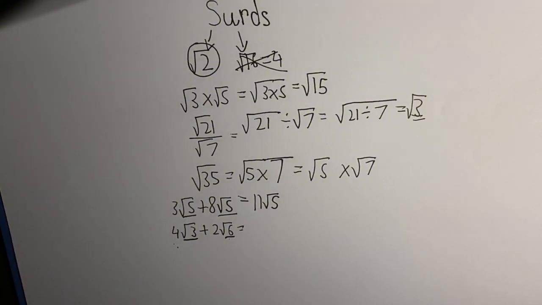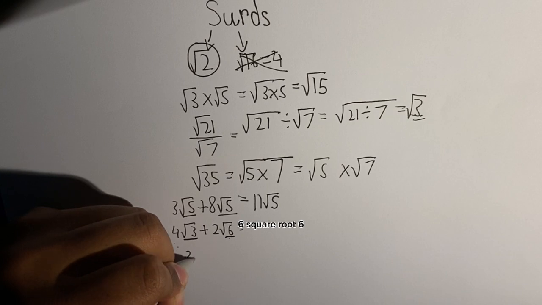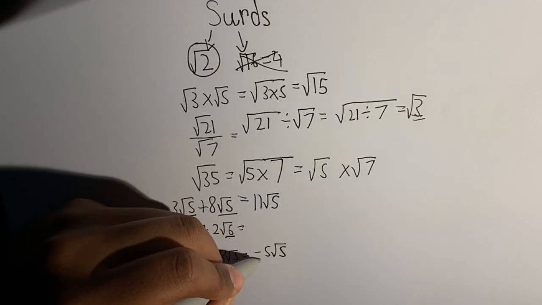Okay, let's move on to subtracting. For subtracting, it's also the same thing. The same thing happens. For example, 3 square root 5 minus 8 square root 5 is equal to negative 5 square root 5. That is your answer.